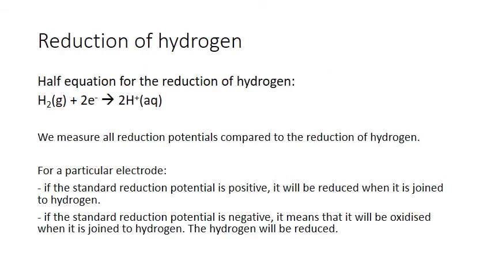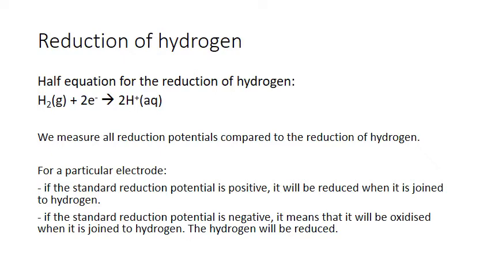The previous slide showed us that potassium is more easily oxidized than iron. A different way of saying that is it's harder to reduce potassium than iron, because oxidation and reduction are opposites. So it's easier to reduce the iron than the potassium. It's easier to oxidize the potassium.